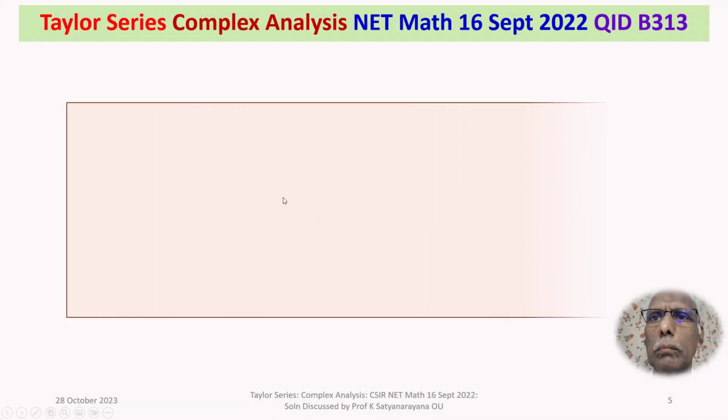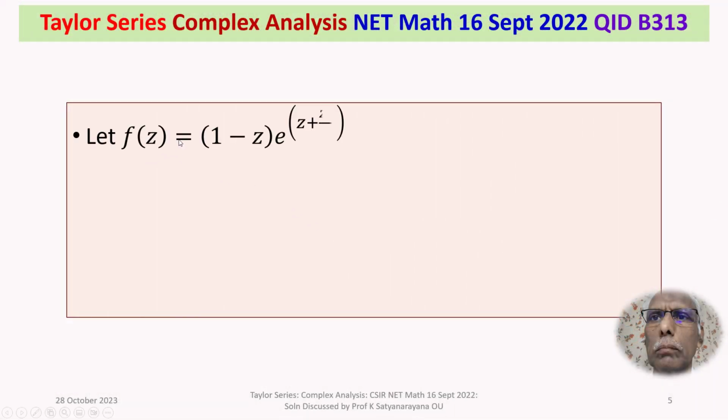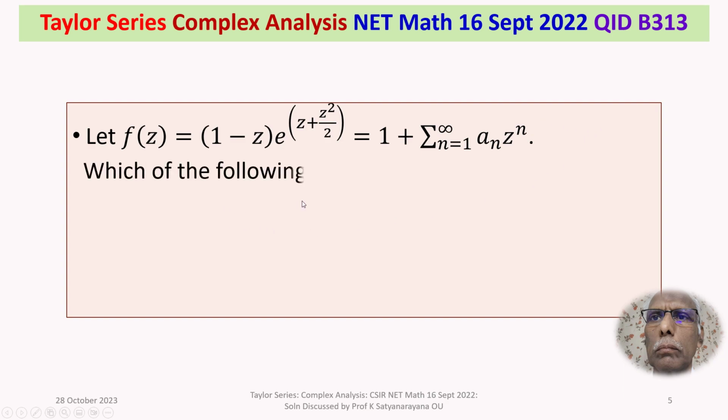The given question is, let f of z is equal to 1 minus z multiplied by e power z plus z square by 2, that is given to be 1 plus sigma n is equal to 1 to infinity a n z power n. Which of the following is false?